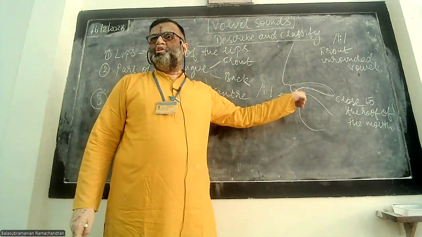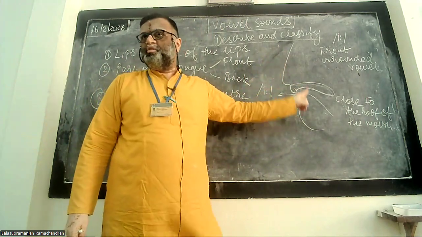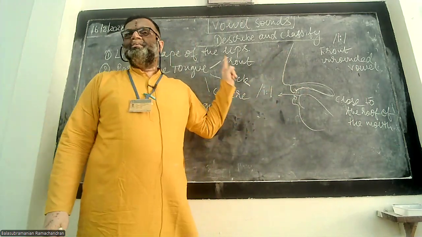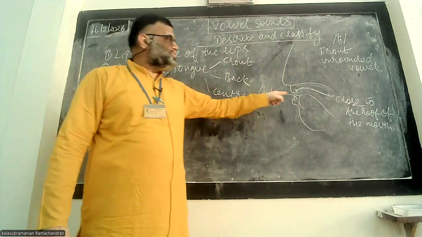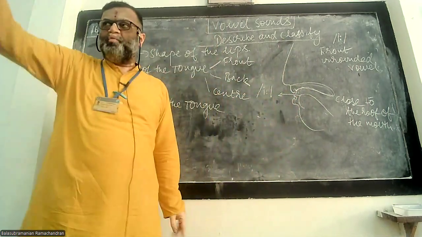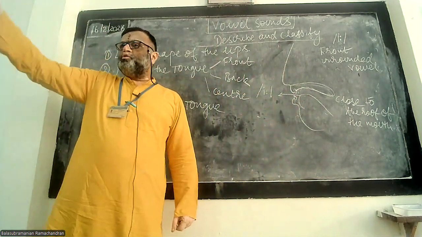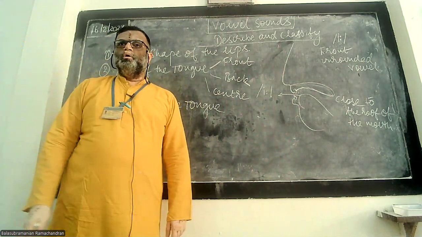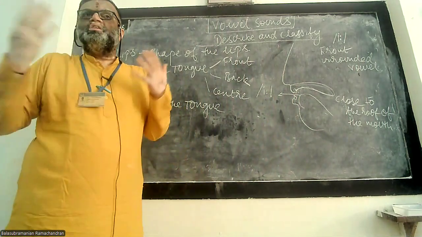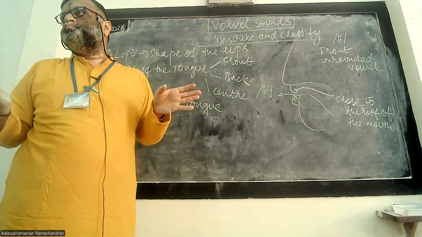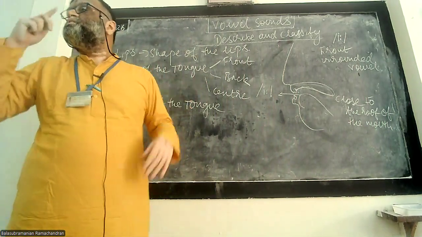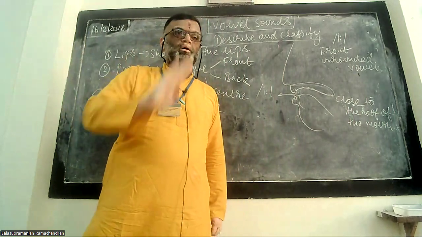During the production of this vowel, E, the front part of the tongue is close to the roof of the mouth. Now, wait. What is the opposite of close? Open. So, which vowel sound is open? Which vowel sound is in open position?